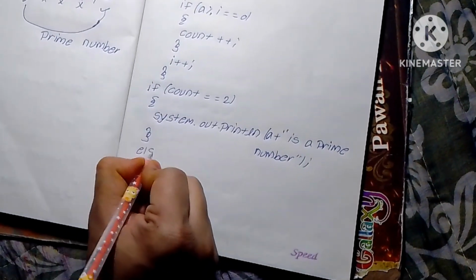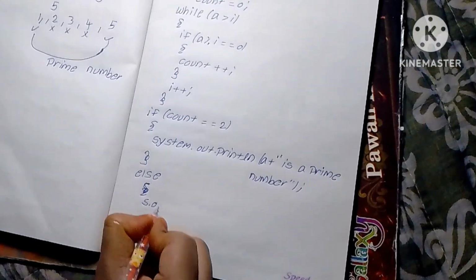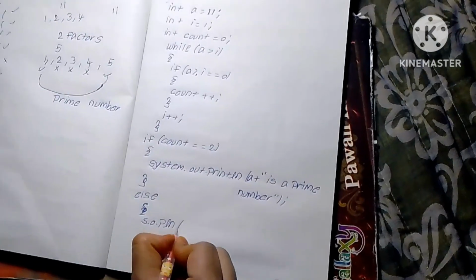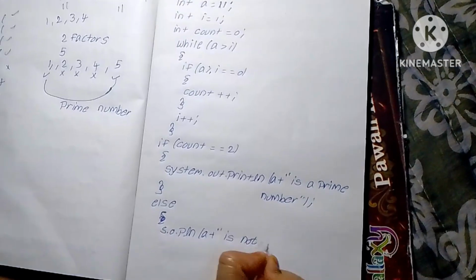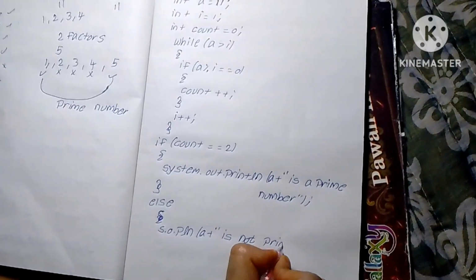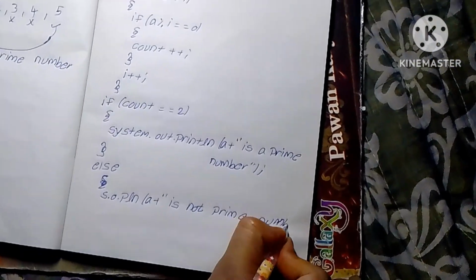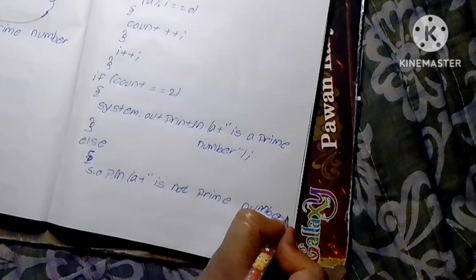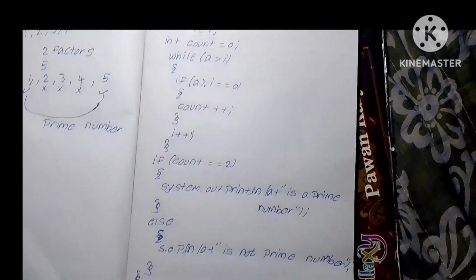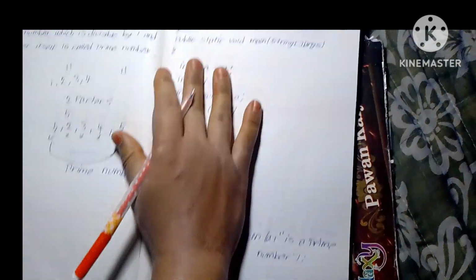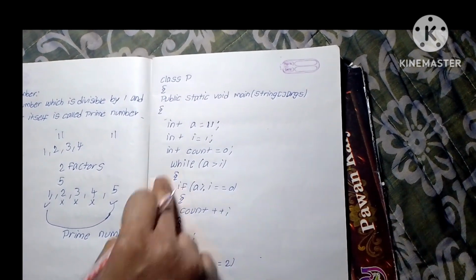We will trace the program again at the end of the video. So when the count is not equal to 2 it means it is not a prime number. So I'm going to write System.out.println that the a value is not a prime number. This is how we write a Java program to find a prime number. And again we are going to trace this while loop.